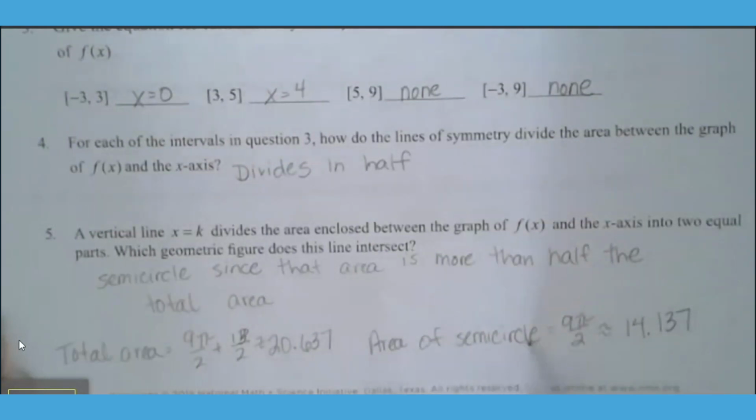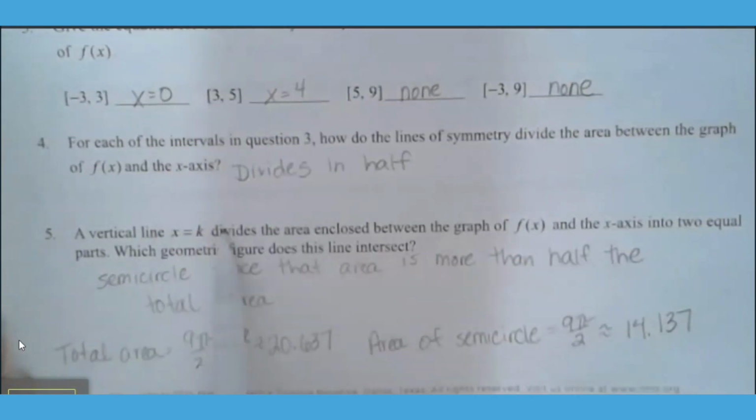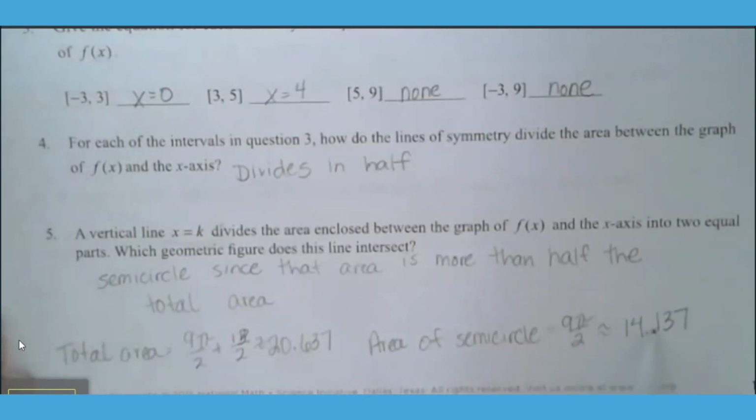The area of the semicircle is approximately 14.137. So the semicircle is already more than half of the total area. So wherever this line is, that will occur somewhere within the semicircle.